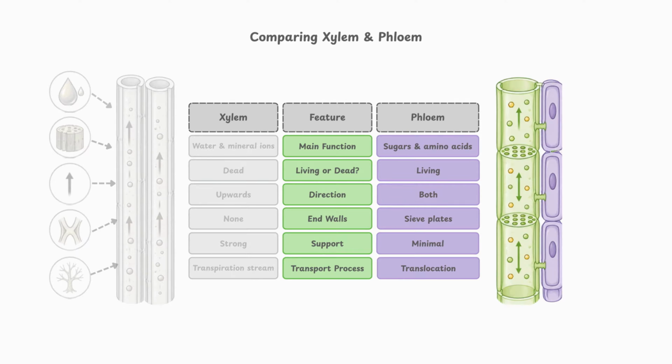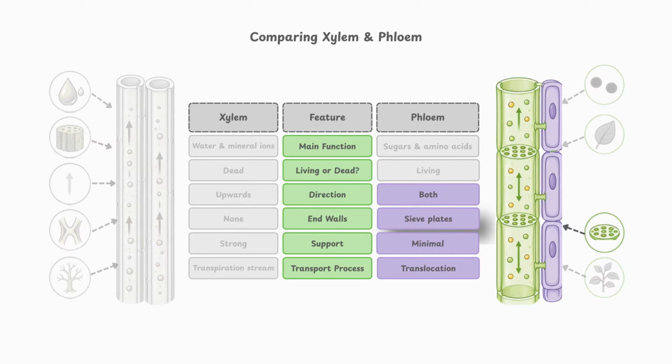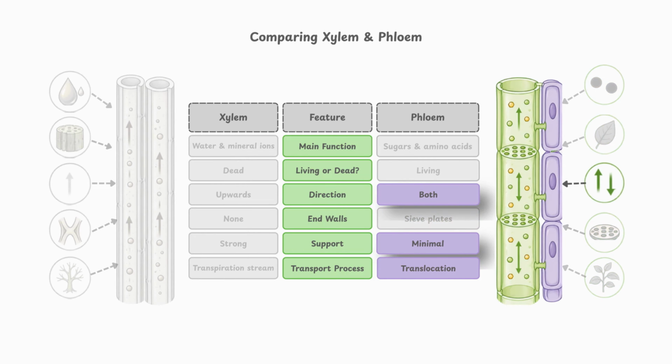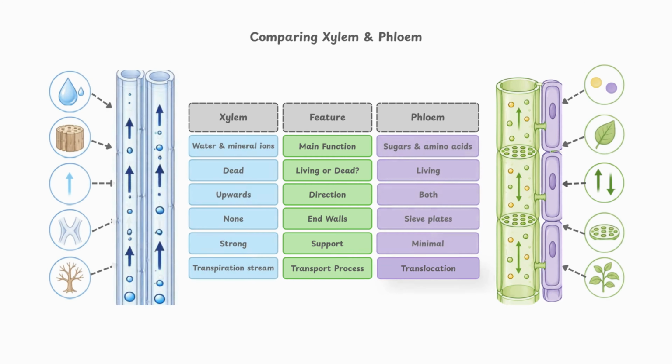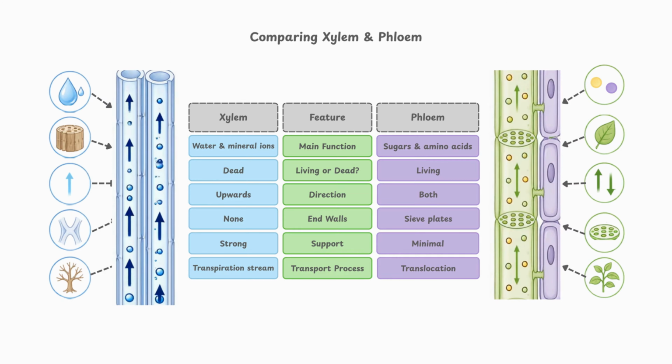Phloem is shown on the right in green and purple. Its job is to transport sugars and amino acids from the leaves to the rest of the plant. Phloem cells are living and contain sieve plates, which allow nutrients to pass from one cell to the next. Unlike xylem, phloem can move substances in both directions through a process called translocation. So the key difference is this: xylem moves water upward, while phloem moves food around the plant wherever it is needed.